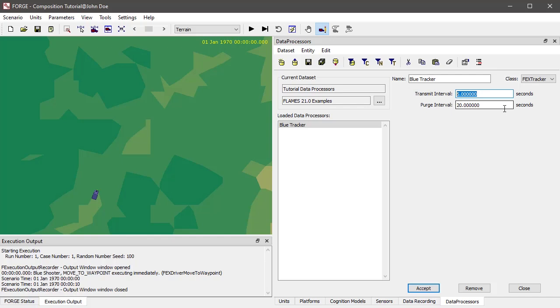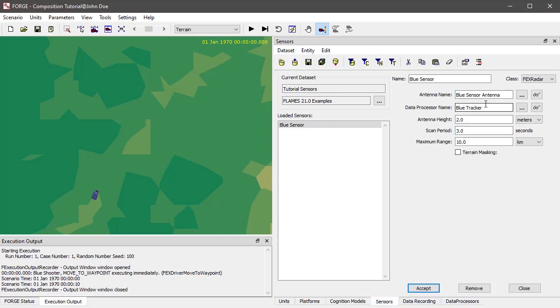And that's another thing that data processors do, is they oftentimes will perform communication. And then it has this purge interval, so if we haven't seen an object in more than 20 seconds, then we'll just throw the track out. So it's very, very simple. And again, you can see the source code for that.